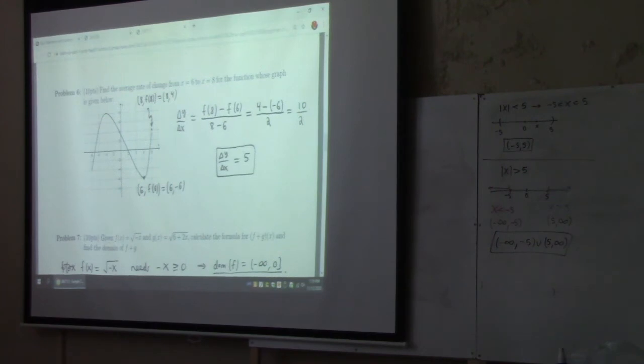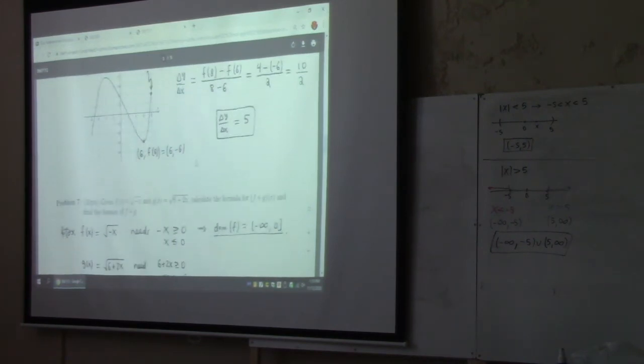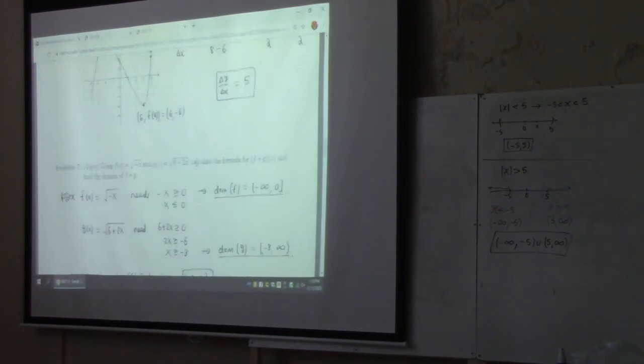And that, of course, would be the same as if you drew a line from the point 6, minus 6 to the point 8, 4. That line is called a secant line to the graph, and the slope of the secant line would be 5. If you guys go on to calculus, you'll talk more about that.